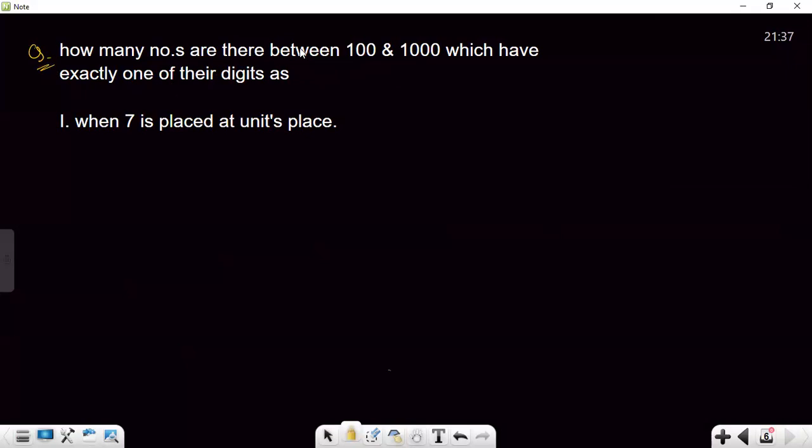How many numbers are there between, so numbers starting from 101, before 1000, that is 999. So all the three-digit numbers that we are talking about, except 100. Okay, 100 is also a 3-digit number, but 1000 is a 4-digit number. So when 7 is placed at the unit place of a three-digit number, how many choices? One choice.